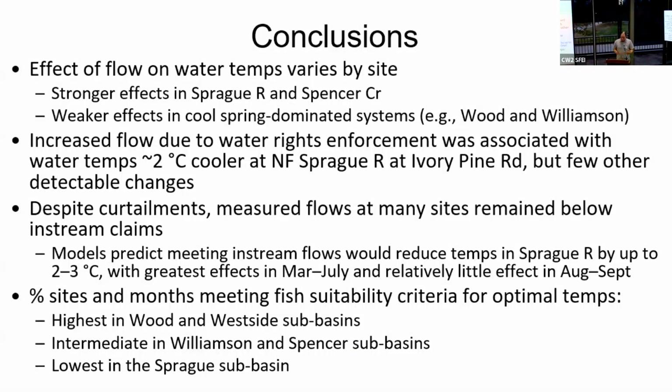Even though the surface irrigation has been substantially curtailed, groundwater use has expanded, and at a lot of the sites their flows are still not meeting the in-stream claims. But we think the models show that if those flows could be met, there could be further decreases in temperature in the Sprague River of up to 2 to 3 degrees Celsius.